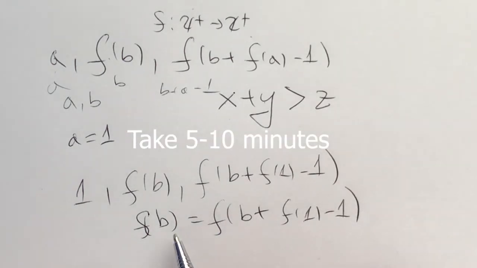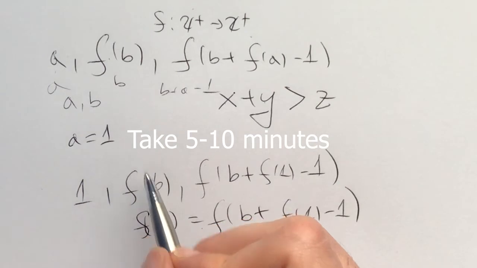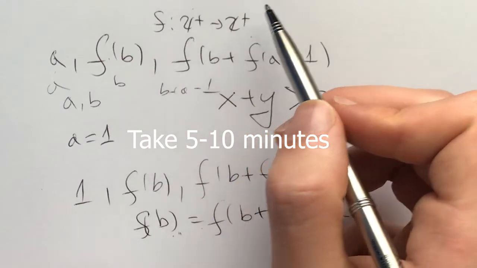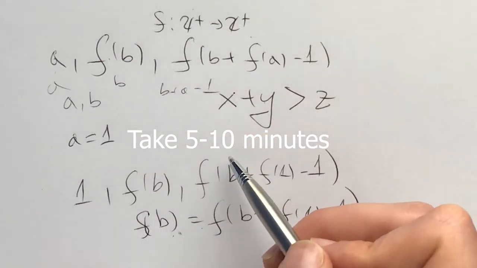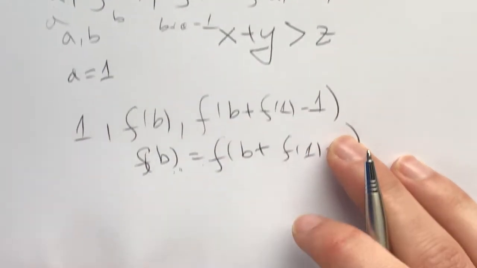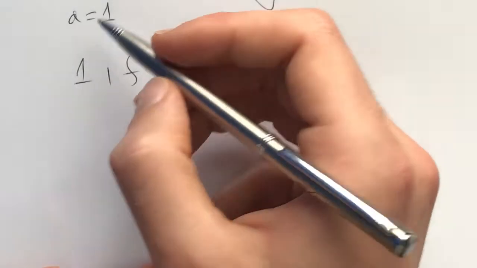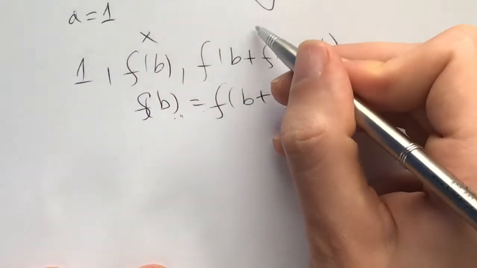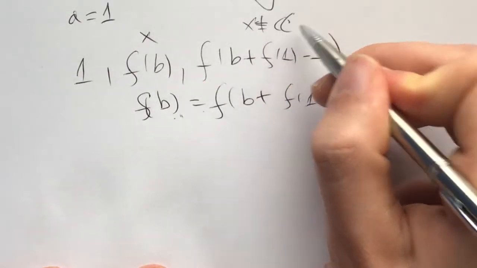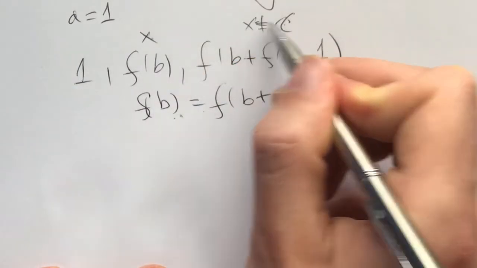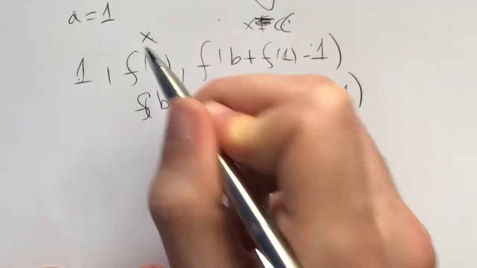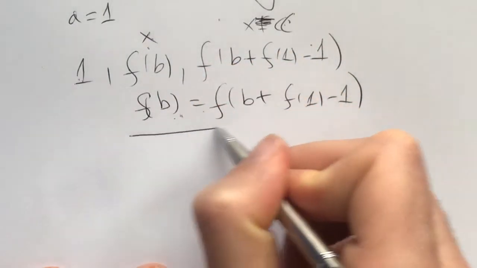I invite you to take 5 to 10 minutes to figure out why this is, given that the problem says the function is from the positive integers to the positive integers and 1, f of b, and f of b plus f of 1 minus 1 are sides of some triangle. So the reason for that is because, say this was x. What can this be? Well, if it's x plus some c, say this is greater than this. This is x plus some c. But then 1 plus x isn't greater than x plus c. If this was x minus c, then 1 plus x minus c wouldn't be greater than x. So these must be equal.